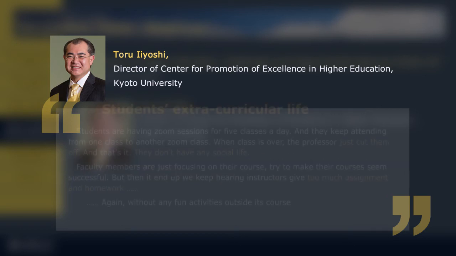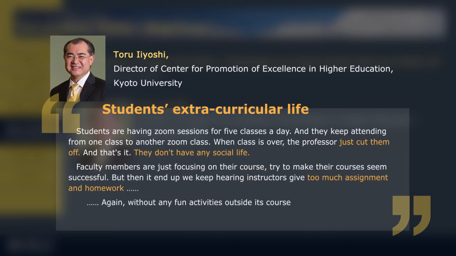On students' extracurricular life, he said, students can have 5 Zoom classes a day, and when the class is over, professors just cut them off, and that's it. They don't have any social life. And faculty members just focus on their own courses, trying to make their courses seem successful. But then it ends up with instructors giving too many assignments and too much homework. Again, there are no interesting activities outside of courses.